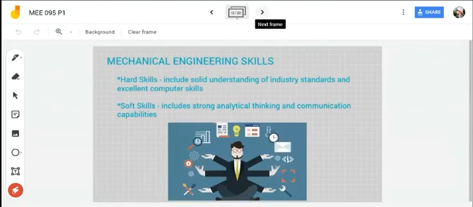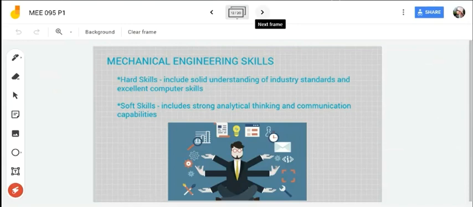For the next topic, we will be discussing the mechanical engineering skills. So ano nga ba itong mechanical engineering skills? These are the skills that you need to acquire while you are here in school or while you are in training in order for you to become a successful mechanical engineer someday. So ano nga ba yung mga skills natin na yun?